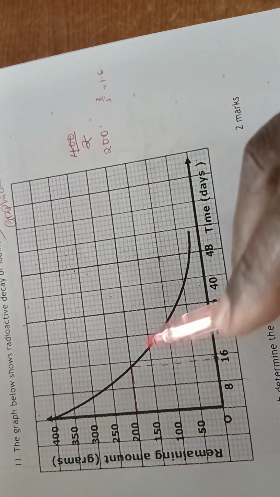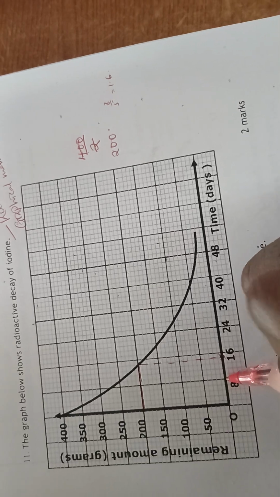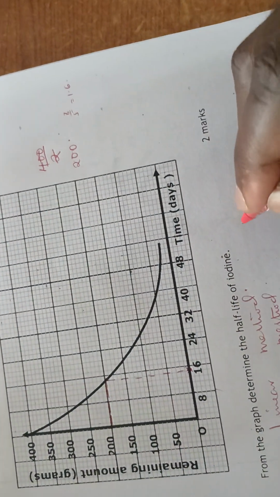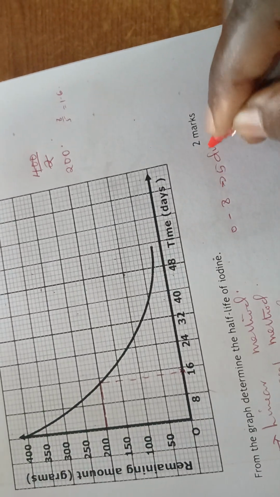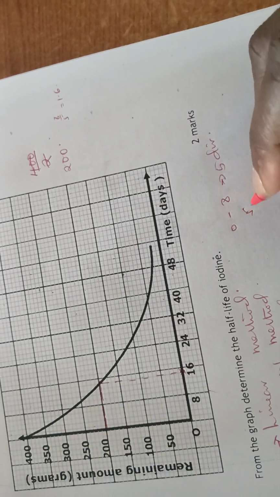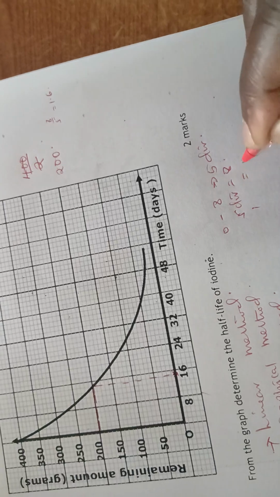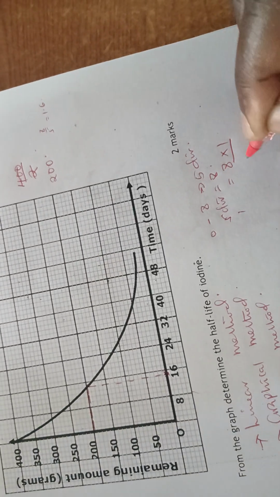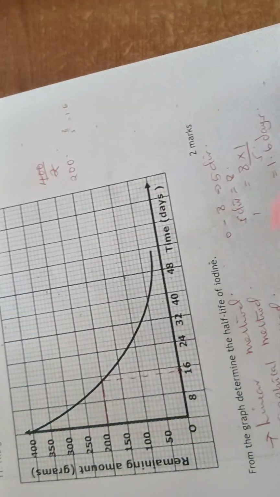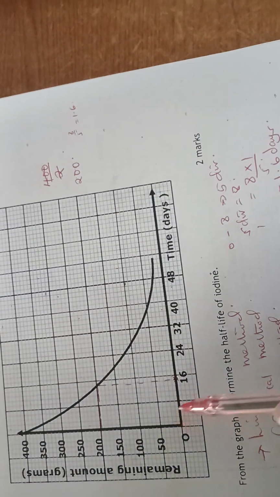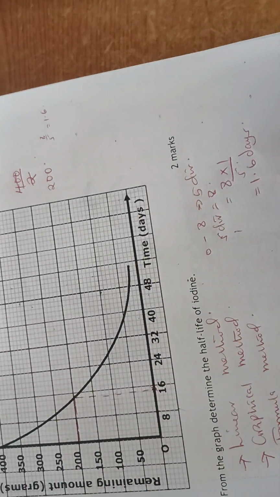Again, interpret your scale. From 0 to 8, we have 5 divisions, meaning that each division is equal to 8 multiplied by 1 divided by 5, which gives you 1.6 days. But how many divisions do we have? These are 5, 6, 7, 8, 9. So those are 9 divisions.